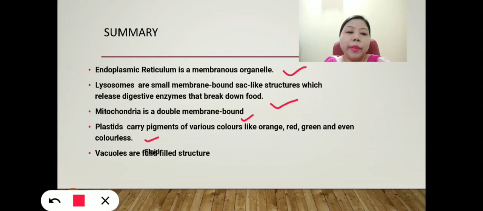Plastids carry pigment of various colors, or they may be colorless also. So depending on whether it is colorless or colored, it can be divided into two types, that is the leucoplastid and the chromoplastid. And the most important chromoplastid is the chloroplast, which contains chlorophyll. Vacuoles are fluid filled structures which are responsible for the rigidity of the cells in the plant. They are also present in the animal cell, and usually store various substances in it.